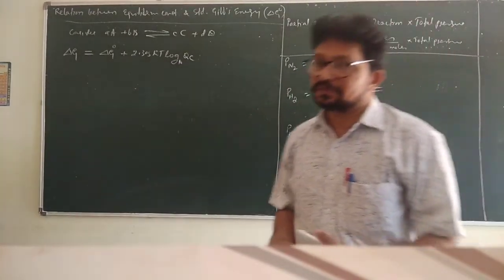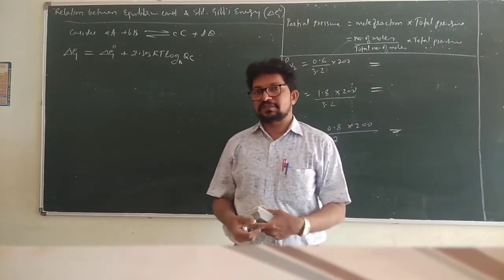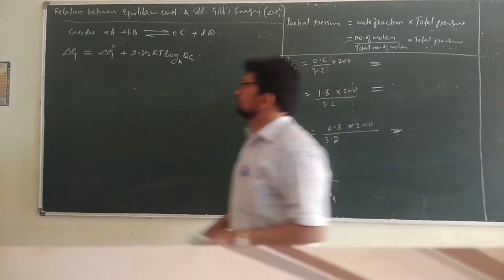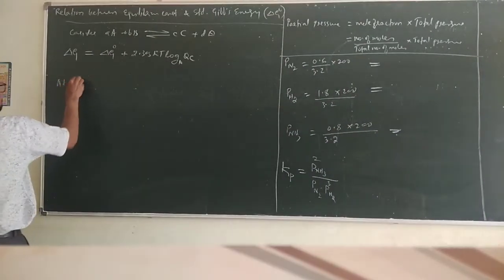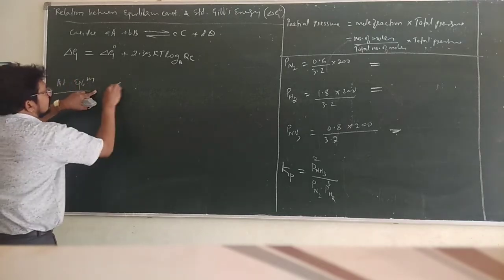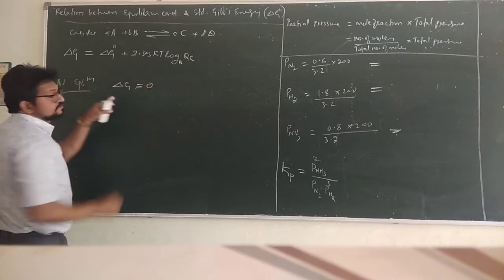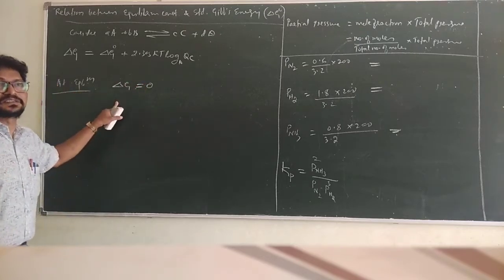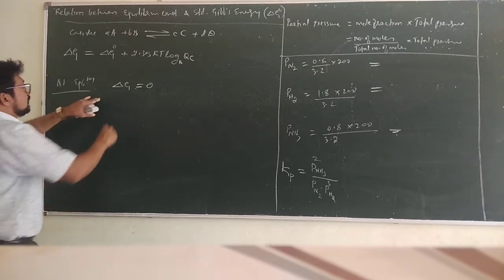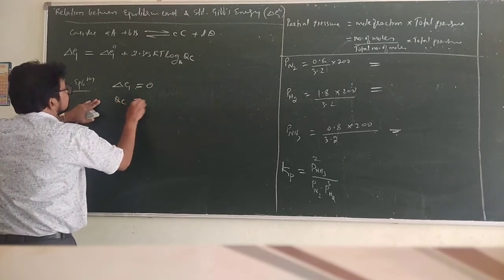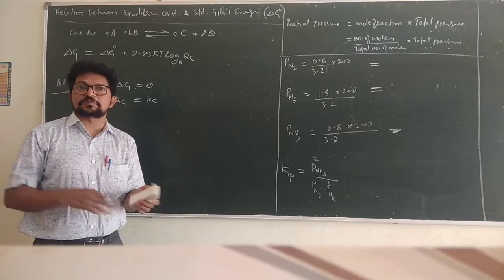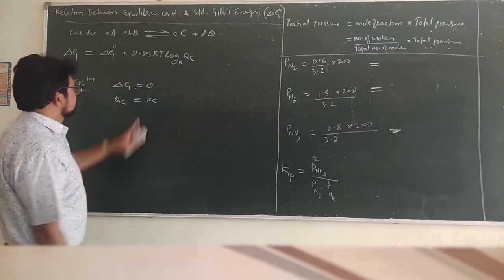What is Qc? Qc is the reaction quotient, when the system has not attained equilibrium. Now at equilibrium, these are the things happening. When a system attains equilibrium, please note this, delta G becomes 0. This has been told in the thermodynamics chapter. And not only that, Qc becomes equal to Kc because that concentration corresponds to the equilibrium concentration, Kc.